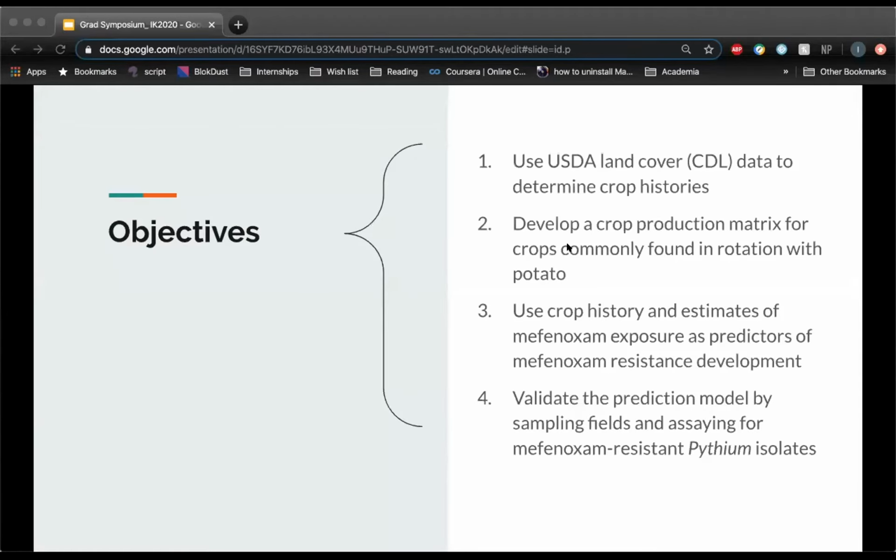So for my research, I have the following 4 objectives. First, I will be using USDA land cover data to determine crop histories. Next, I'll develop a crop production matrix for crops commonly found in rotation with potato. After that, I'll use crop history and estimates of mefenoxam exposure as predictors of mefenoxam resistance development. And lastly, I will validate the prediction model by sampling fields and assaying for mefenoxam-resistant Pythium isolates.